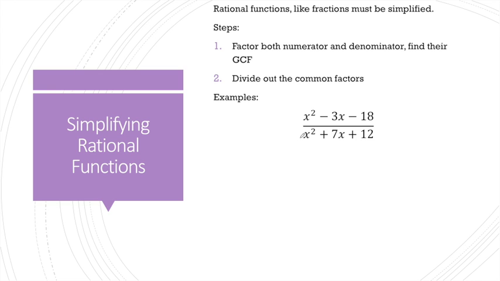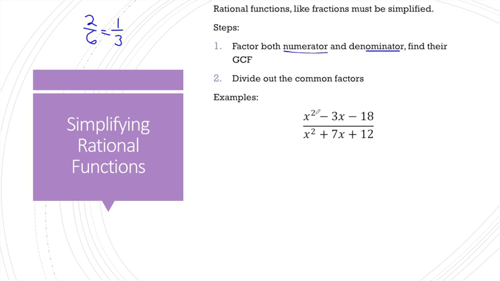Now, just like fractions, rational functions must be simplified. If I have the fraction 2/6, we can simplify that down to 1/3 because both 2 and 6 share a factor of 2. The same is true for rational functions. What we need to do is factor the numerator and the denominator, find the greatest common factor, and divide those out. So let's go ahead.